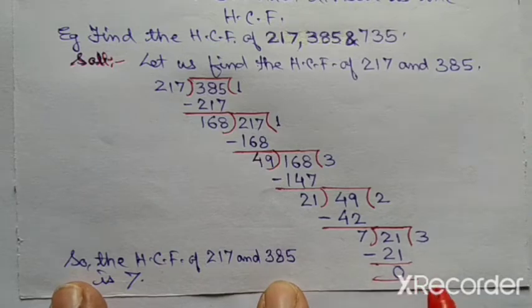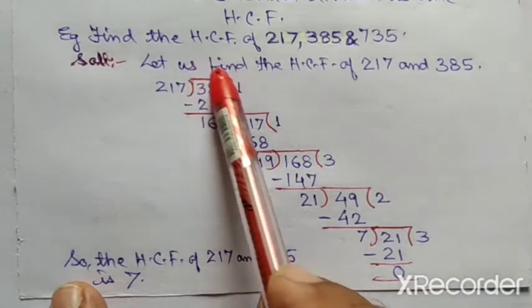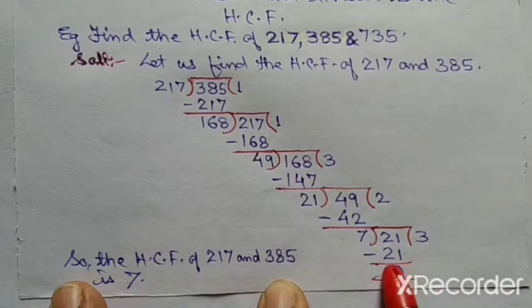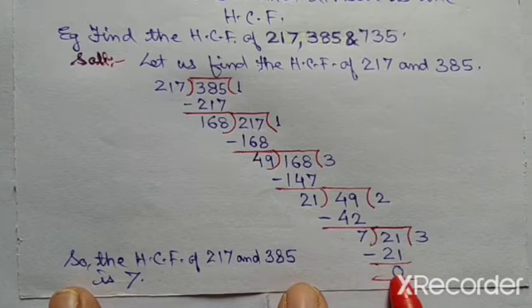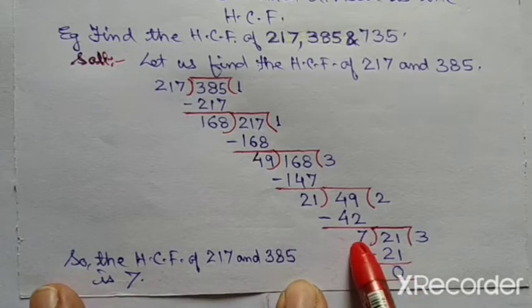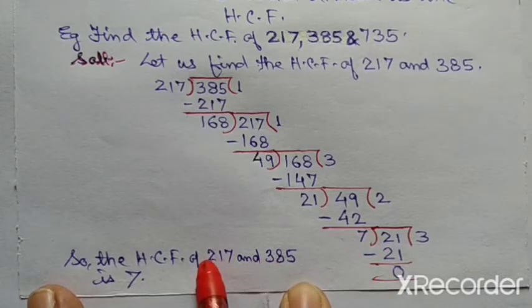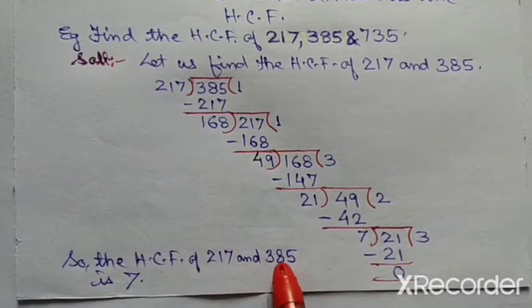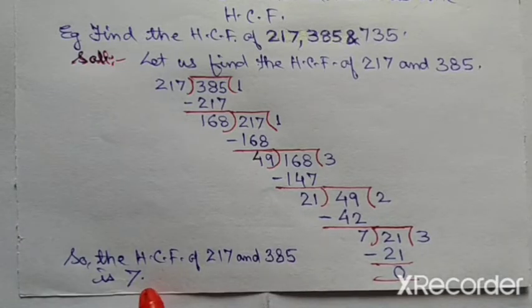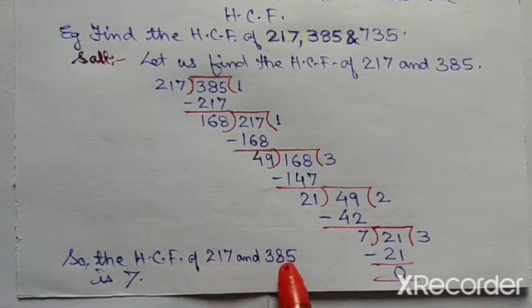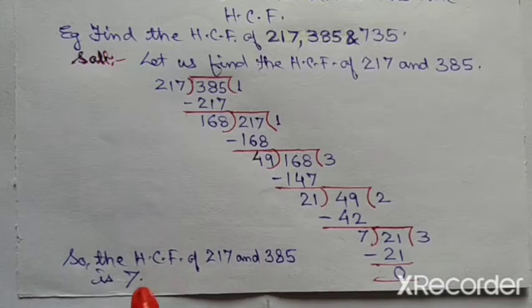So children, what do we say? You have to continue this process till we get remainder 0. Till you get remainder 0, children. So children, this is the last divisor, and the last divisor is the HCF of 217 and 385, that is 7. So the HCF of 217 and 385 is 7, children. I hope you understood. Very simple method, children.